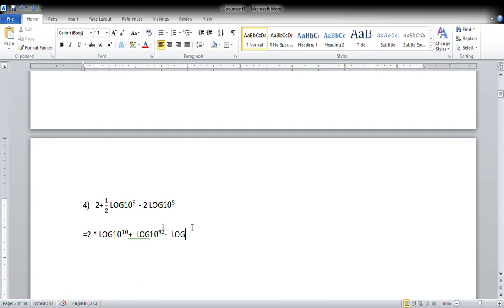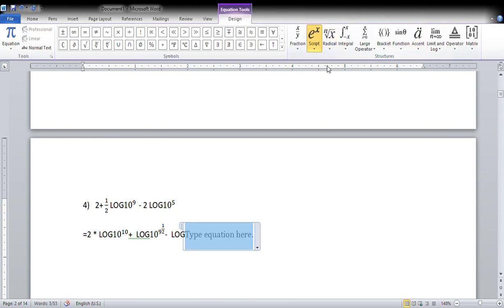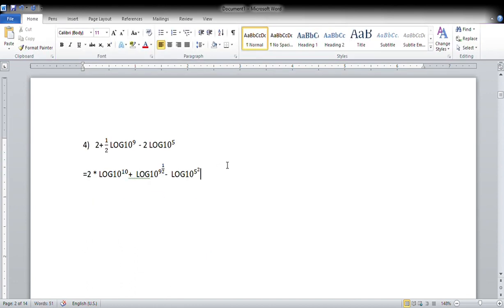so what can you write? Log 5, just a minute, log 5, then again we can write it as, okay, log 5 with the base 10, and this 2 will go to that side only. So can you understand that problem?